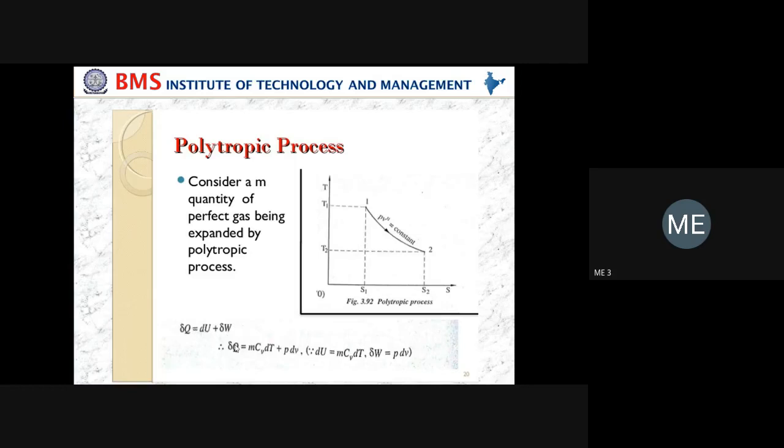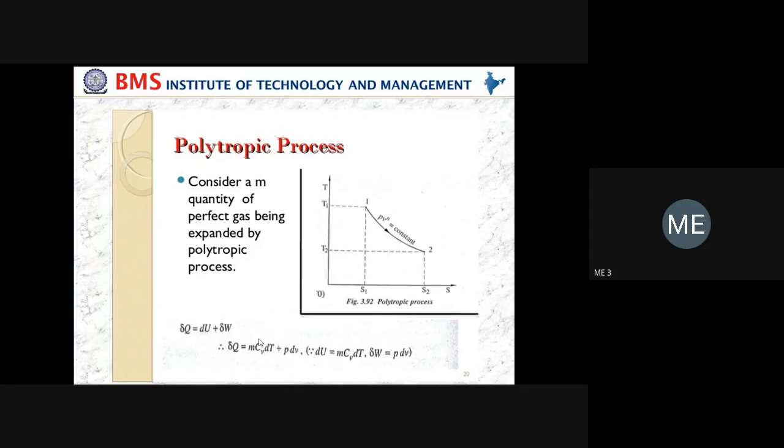Next, dq put as it is, and du you always have to take as mCv into dt. This is actually called Joule's law. We are going to learn in the last module, that is ideal gas and real gas, and I'll explain how it is a function of temperature only. du is mCv into dT. This is the standard formula for du.